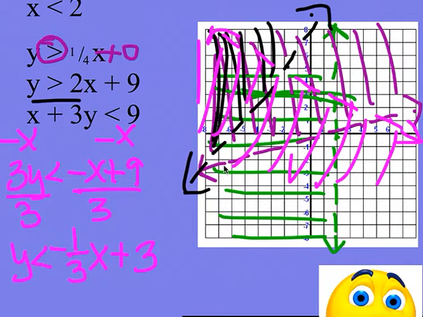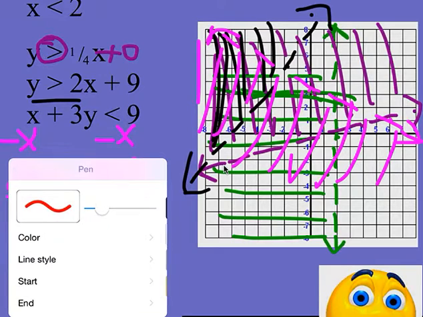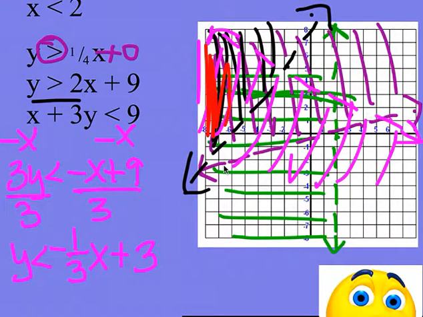So I finally found my overlap of all of them. So I need to shade that in a lot darker. So I'm going to just do a bright red here. And we're going to shade this in to make it really obvious that this right here is my solution to all of that.